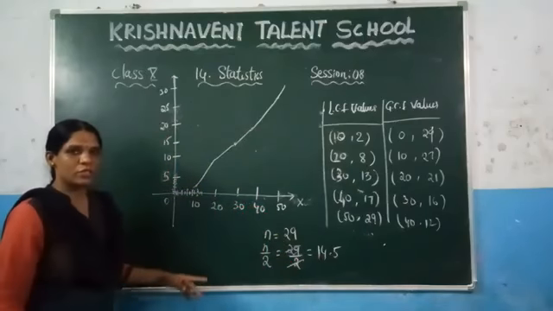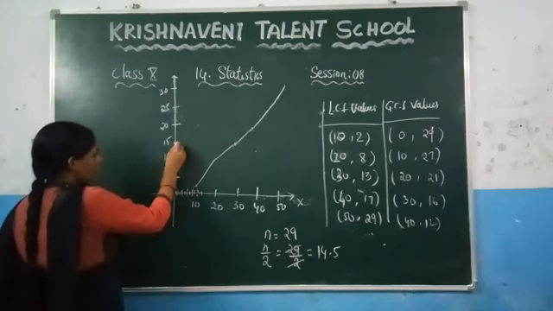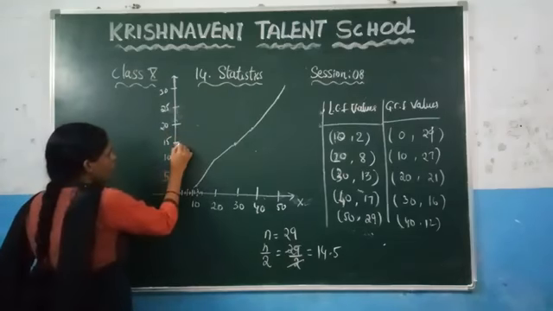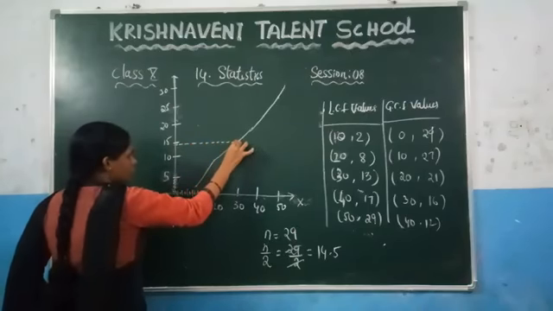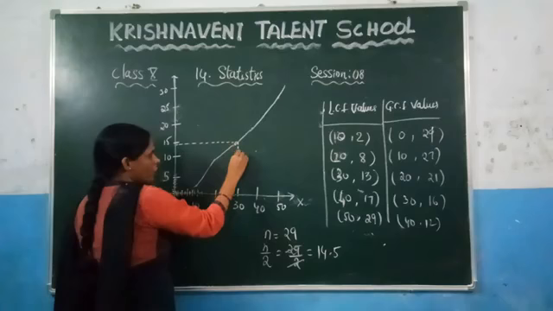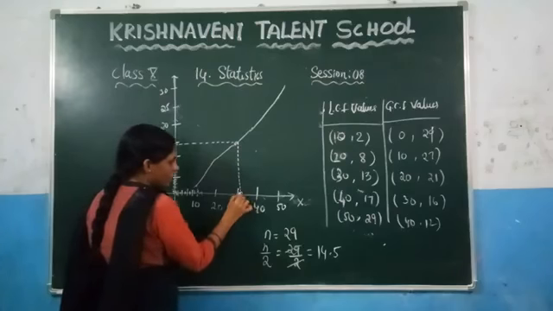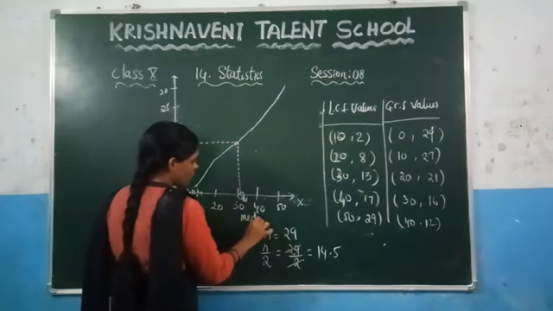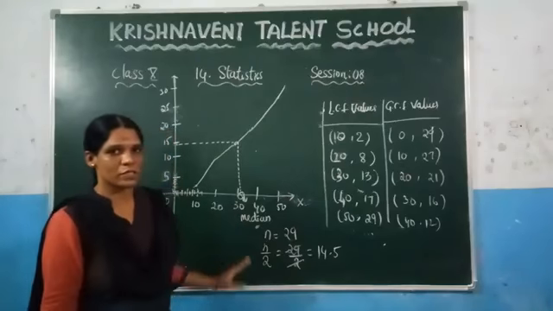So here you need to check on the y-axis where 14.5 is. You can observe that this is 10, 14.5 will be here, and after that you will get 50. Now you need to draw one parallel line like this. Where it touches the curve, at that point you need to draw one more parallel line like this. Where it touches the x-axis, this will be the value of the median. Without using the formula, you can directly find the median by using the graph like this.